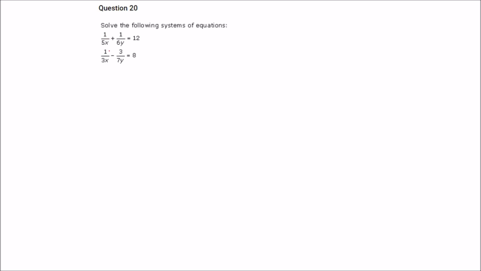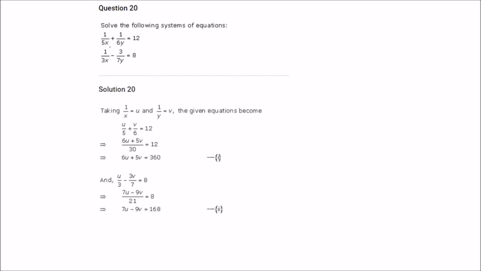Next is a similar situation. Here 1 by x has to be taken as u, 1 by y has to be taken as v. So u by 5 plus v by 6 equal to 12. If there is a possibility, you can just make them like ax plus by plus c equal to 0. Otherwise, the best way I will tell you is in both the scenarios.